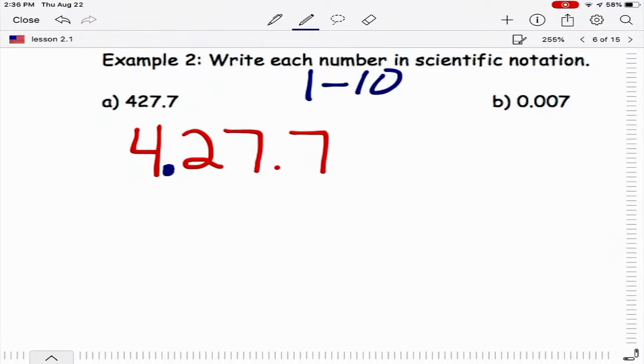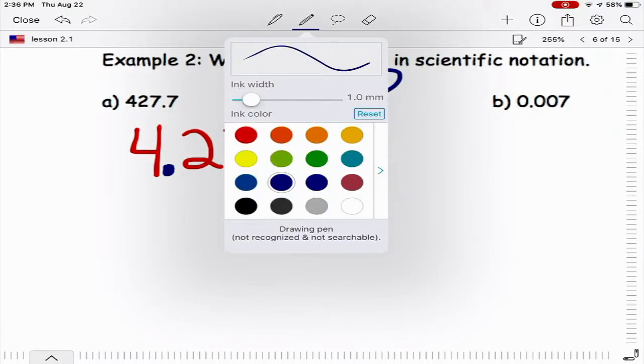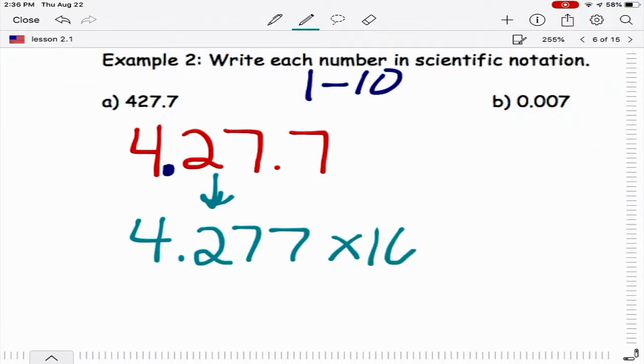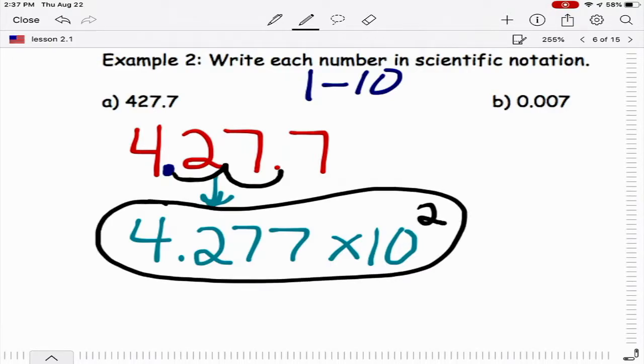So my new decimal has to be between the first two numbers that I see. So now I'm going to rewrite it where the new decimal is. So all I'm going to do now is rewrite the problem. 4.277 times 10, right? Because scientific notation is always times 10. And then to get the exponent, I just count the spaces from the new decimal to the old decimal. So it's going to be a 1, a 2. There's 2 spaces between the old decimal and the new decimal. So my exponent is going to be 2. And that is how you convert standard notation to scientific notation.